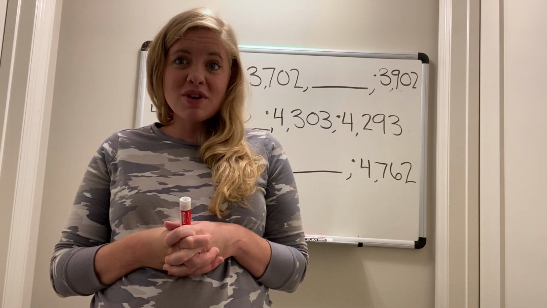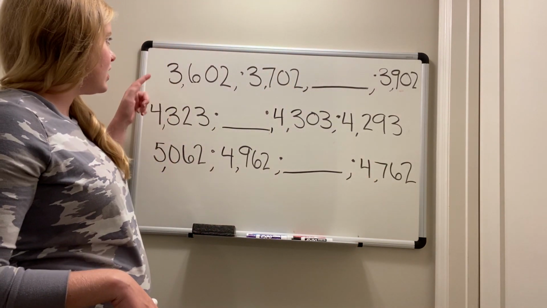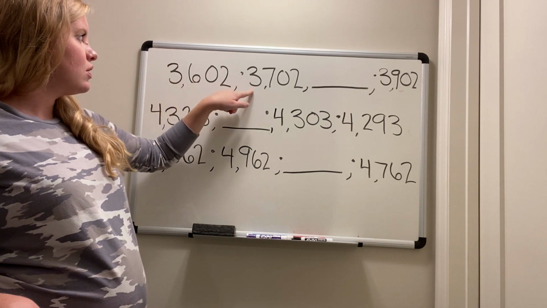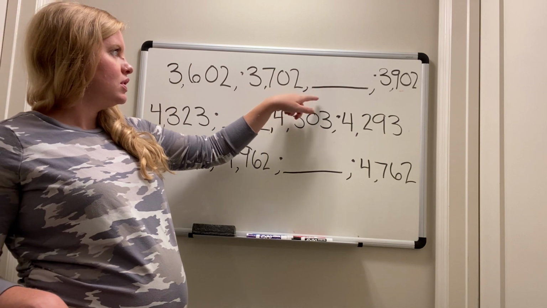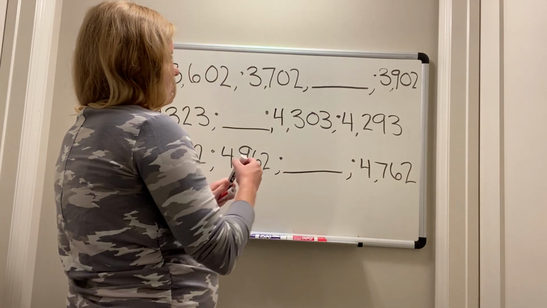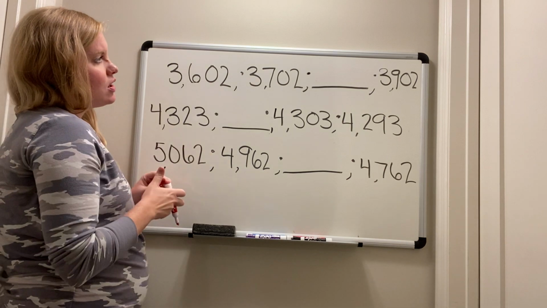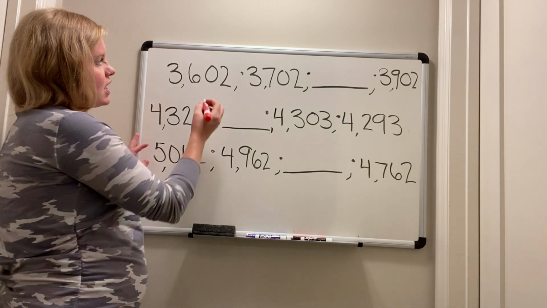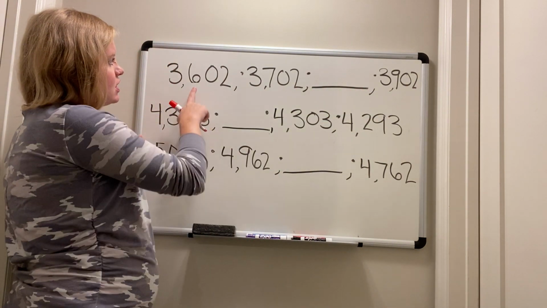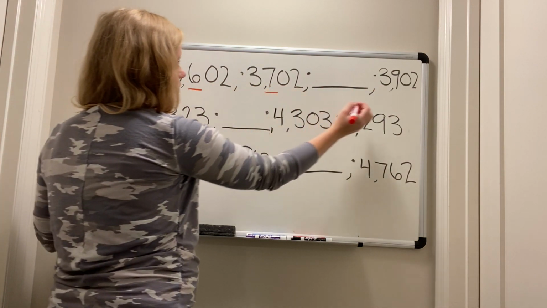So, the first strategy that I want to share with you is the one that I use. If we're looking at this number pattern up here, we're going 3,602, 3,702, we need to find this number, and then we have 3,902. Now, what I look for here first, scholars, is to see which number is changing. I can see that the threes are staying the same, the 3,000s. But the hundreds place digit is changing.